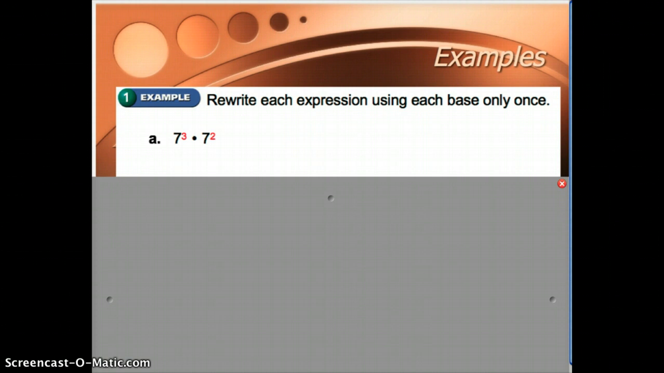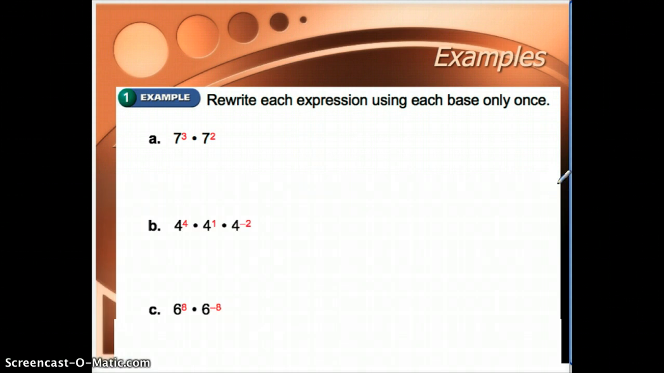I would actually really like you to try these without me and then just check with what I got. So 7 to the third times 7 squared. You don't even have to expand it out if you know the rule. It should just be 7 to the fifth, because 7 to the 3 plus 2. Second one, if I add 4 and 1, I get 5, and if I add negative 2 to that, I get 3. So we should have 4 to the power of 3. And the last one here, 8 plus negative 8, that's 0, so 6 to the 0. But we can write that even better. That just equals 1. So if you got 7 to the fifth, 4 to the third, and 1, so far so good.